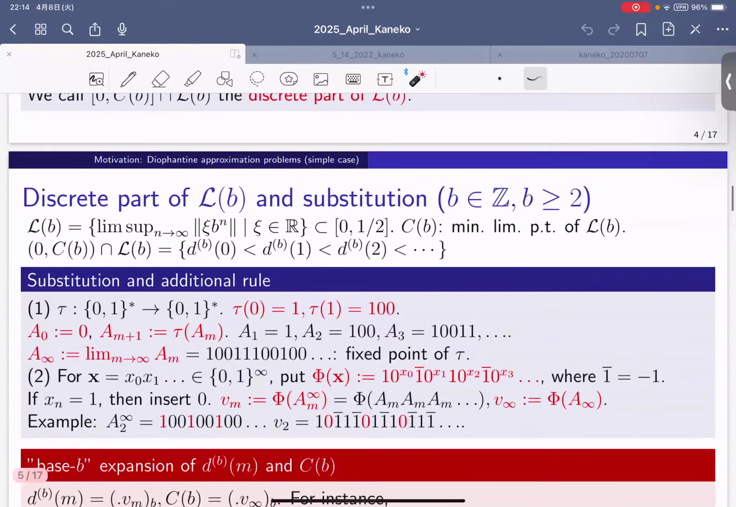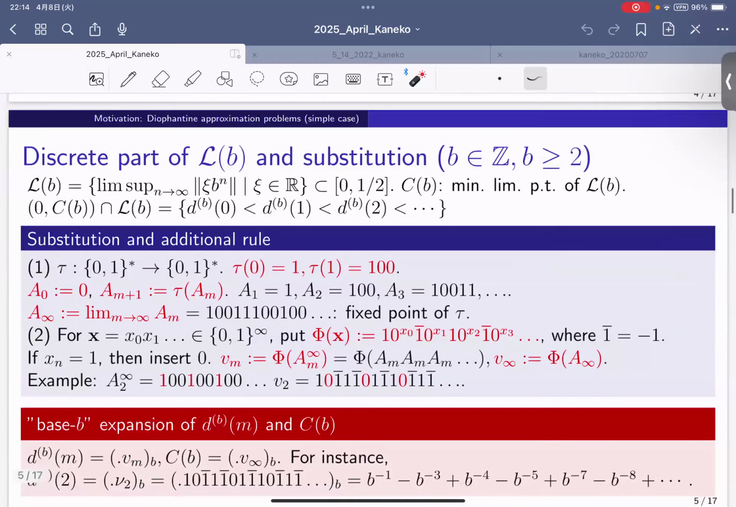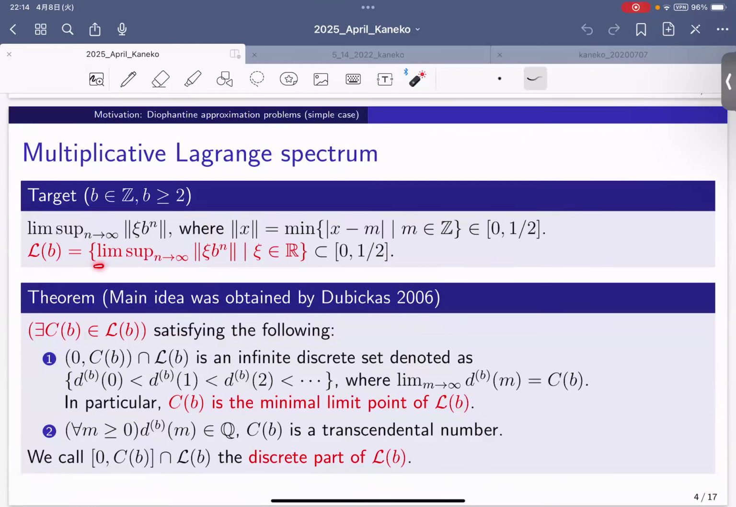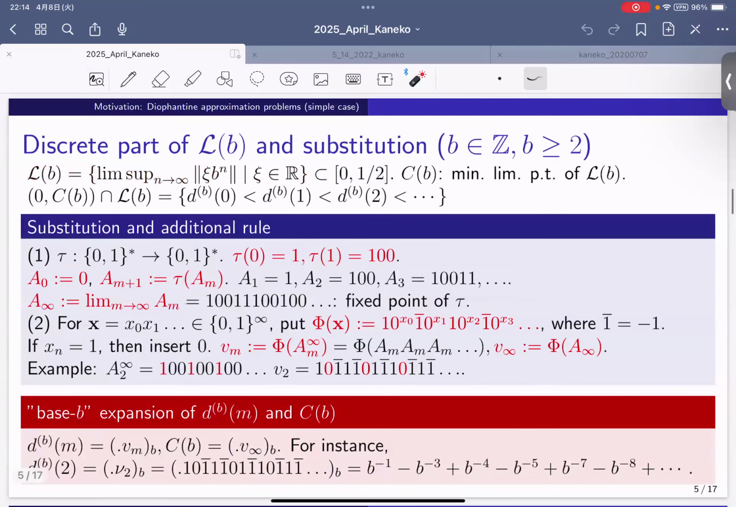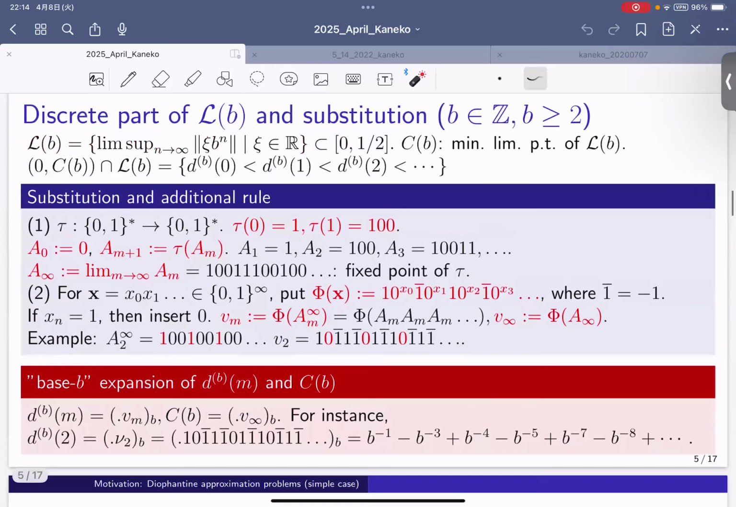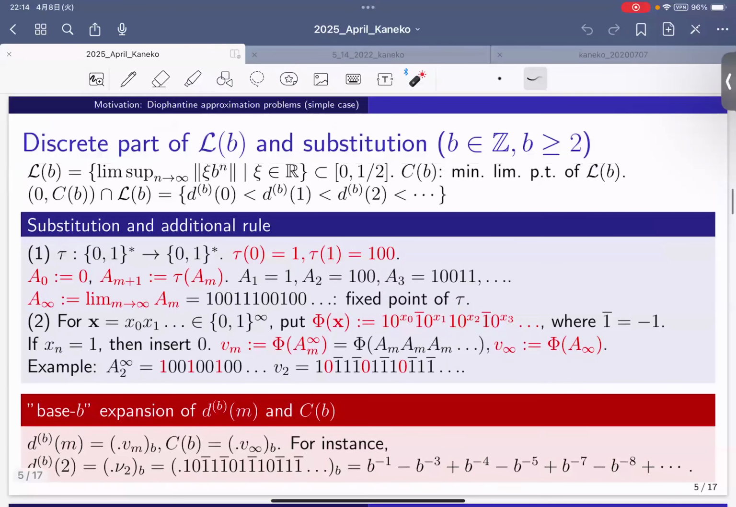So this result is essentially by Davis and Kraaikamp in 2006. What I want to say is that this problem is totally a Diophantine problem, but the results come from word combinatorics or the substitution. So my motivation is that I would like to discover the mechanism of why substitution appears here.